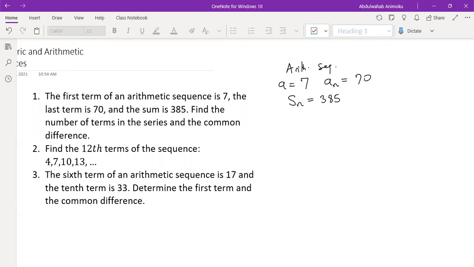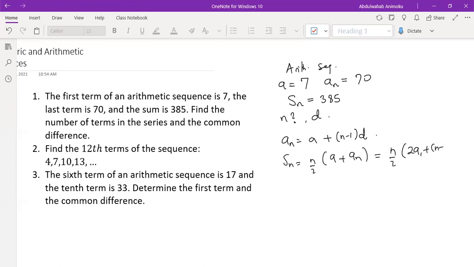Now the question is, find the number of terms in the series. So that means you should find n, and then you should find the common difference d. Beautiful. All right, so we need to focus on the formula for an as well as Sn. Now the formula for an is a plus n minus 1 times d, and the formula for Sn is n over 2 times a plus an. Or we have n over 2 times 2a1 plus n minus 1 times d.